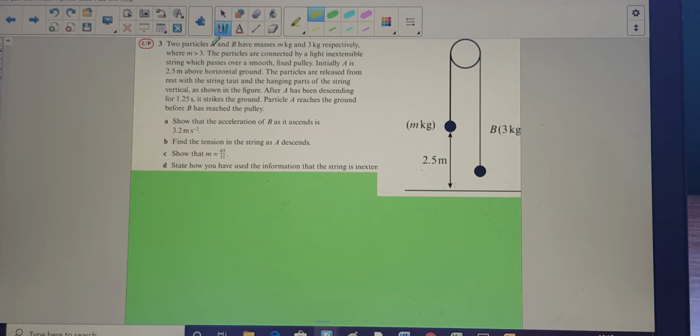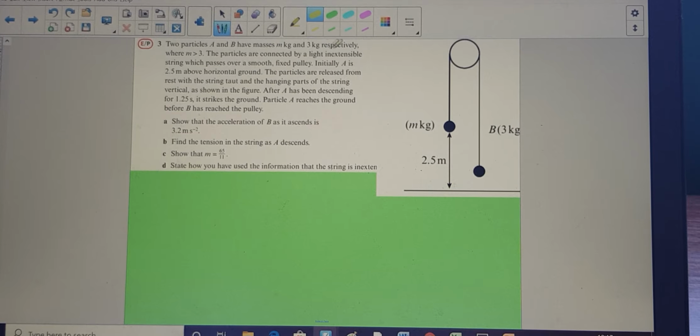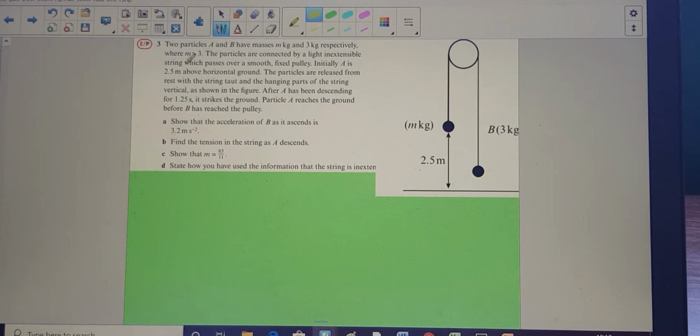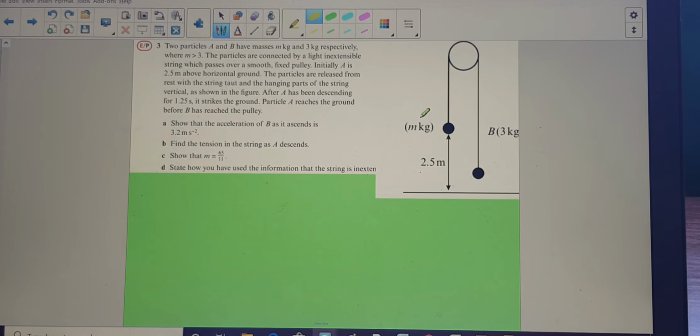Two particles A and B have masses of m kilograms and 3 kilograms respectively, where m is greater than 3. Why have they told me that? Well, they've told me that because if this has a bigger mass, then the weight of this is bigger. Therefore, when it's released, this is going to drop and this is going to go up. If m was less than 3, then it would be going the other way. It seems like a small bit of information, but it's fundamentally important.